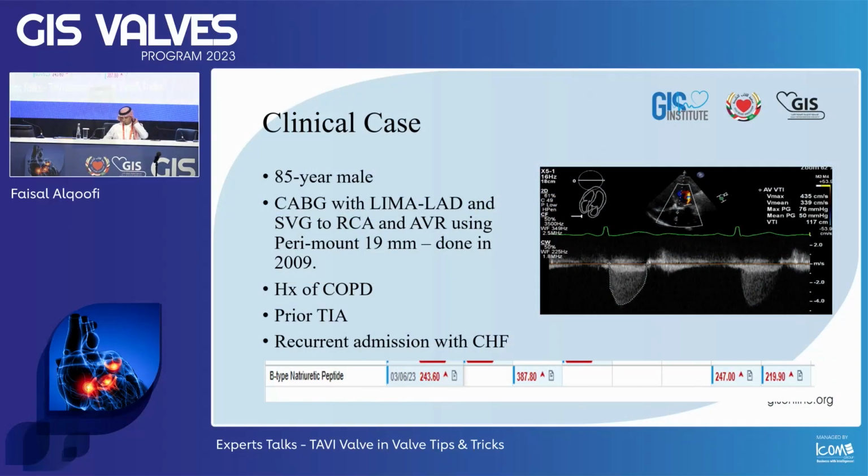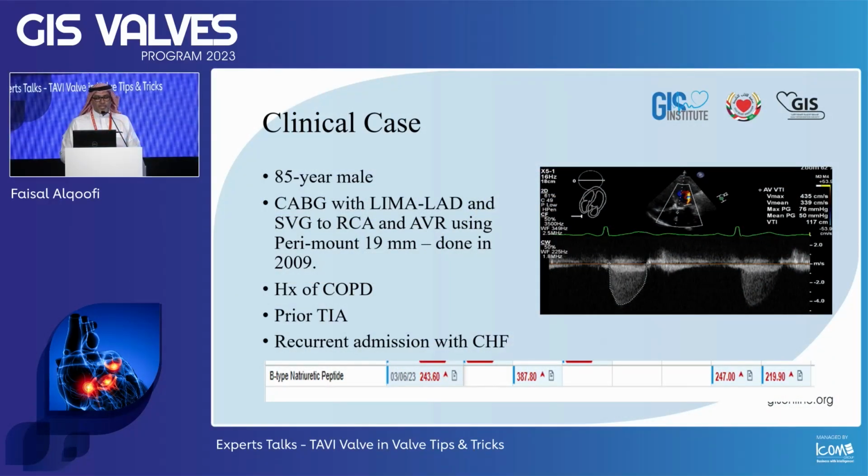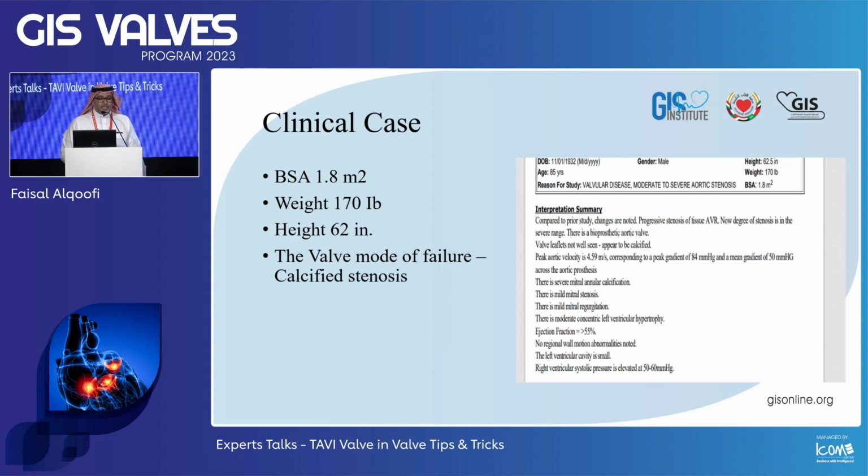Our case today is an 85-year-old male who had a previous CABG with a LIMA to LAD and a vein graft to the RCA. He had an aortic valve replacement with a Perimount 19 millimeter valve done in 2009. He had a history of COPD, prior TIA, and recurrent admissions with congestive heart failure. The echocardiogram showed a mean gradient of 50, max gradient of 75. He has multiple admissions with slight elevation of his BNP level. His body surface area is 1.8 square meters, weight is 170 pounds, and height is 62 inches.